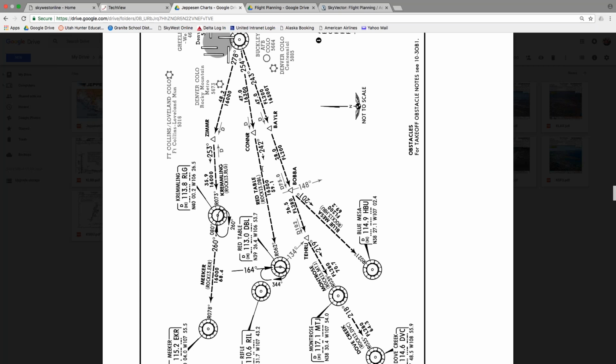Now we've got our Victor route pulled up. Here's Meeker, our transition point. Sorry, I couldn't rotate it. Okay, so let's add up our distances really quick. What were our distances? Looking at your chart here.